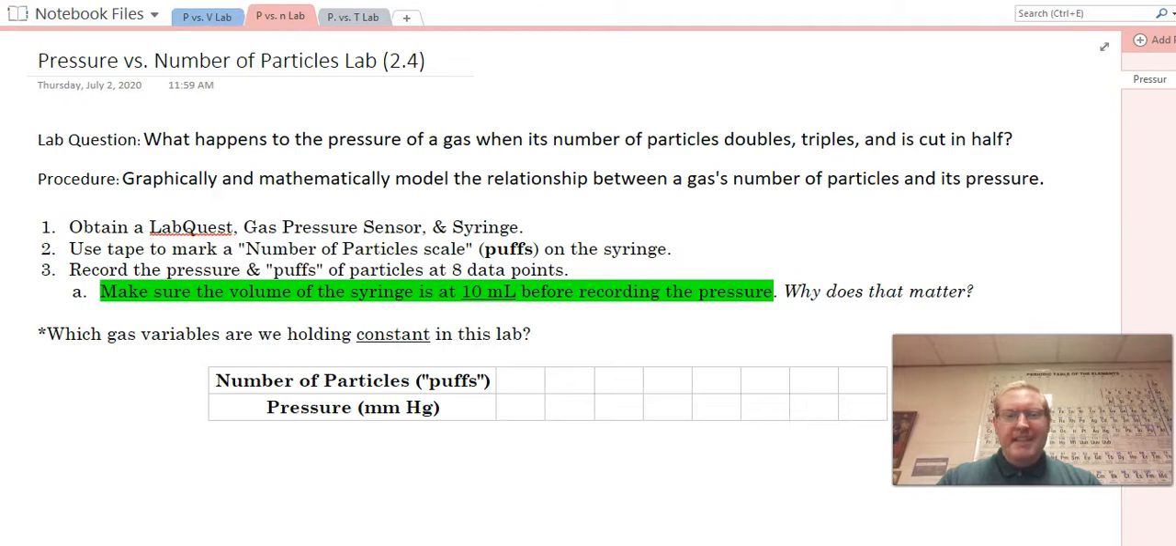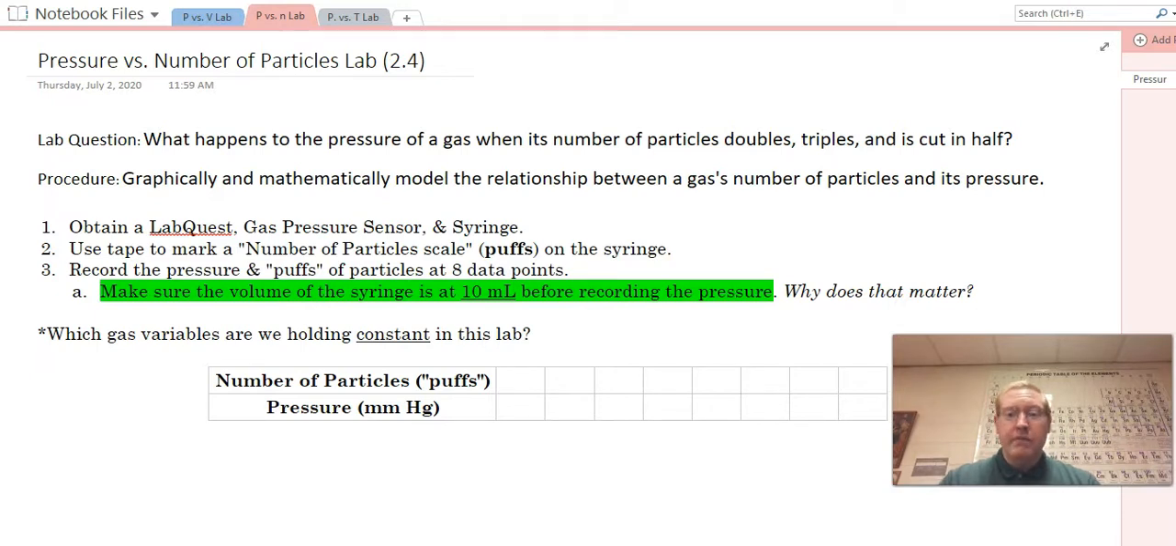I'm back with the second of 3 labs that are part of Unit 2 to help us better understand learning target number 4. In this lab, we want to answer the question, what happens to the pressure of a gas when its number of particles doubles, triples, and is cut in half?